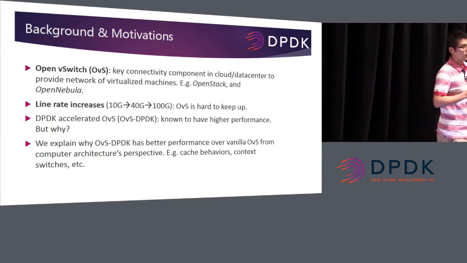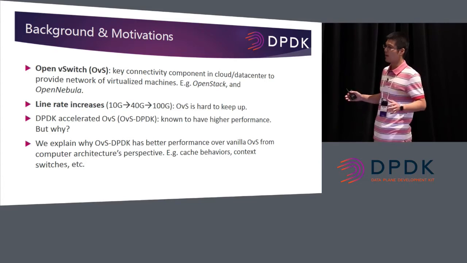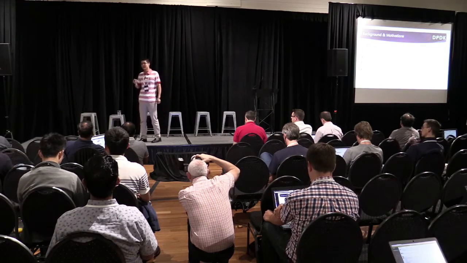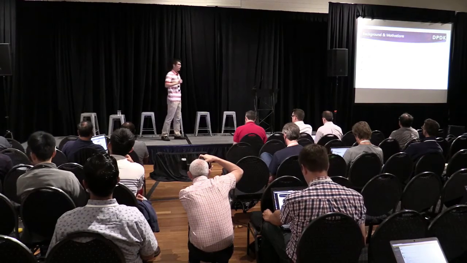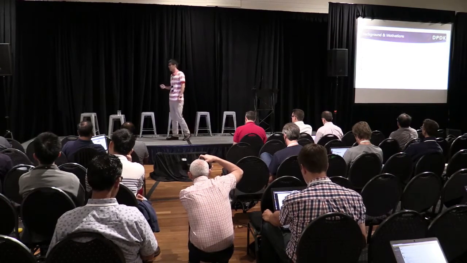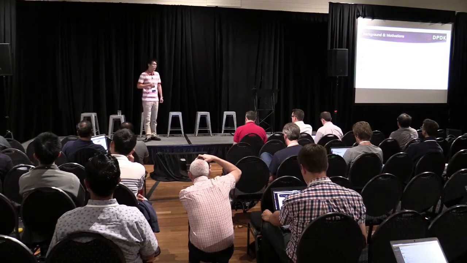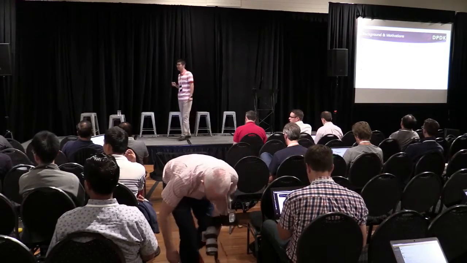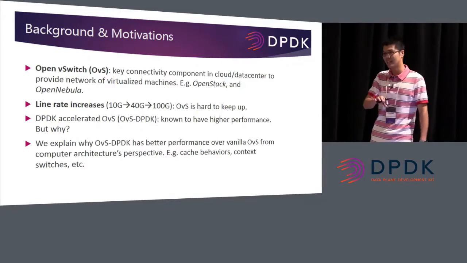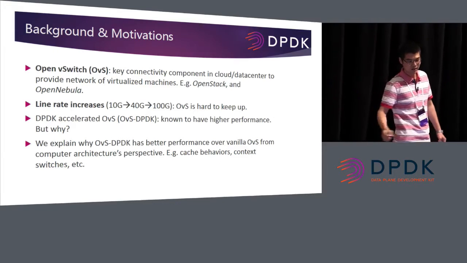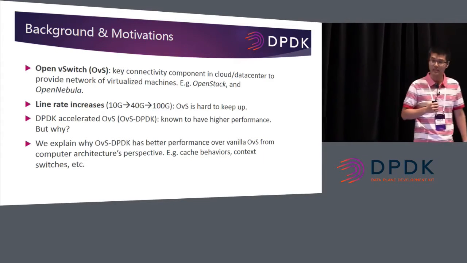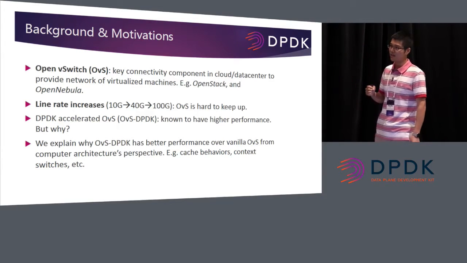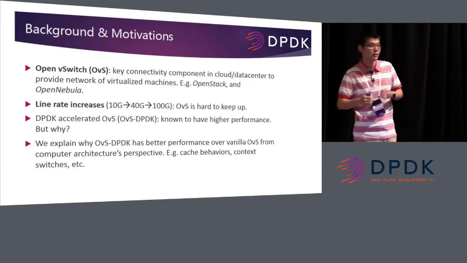All right. So a typical data center and cloud relies highly on virtualization technology in order to fully utilize the hardware. In this case, Open vSwitch is a key connectivity component in the cloud and data center to provide the network of this virtualized hardware. There are some good examples like OpenStack and OpenNebula. But the problem is, as the line rate keeps increasing from 10 gig all the way to 100 gig, the OVS is hard to keep up with the speed. So that's why Intel released the DPDK accelerated version of OVS in order to fix this issue.